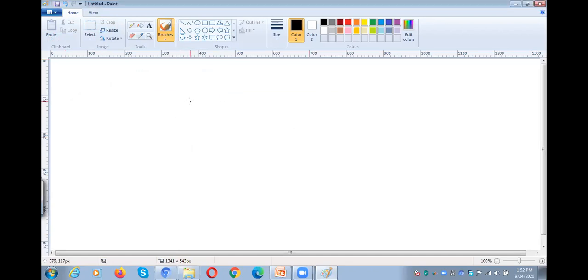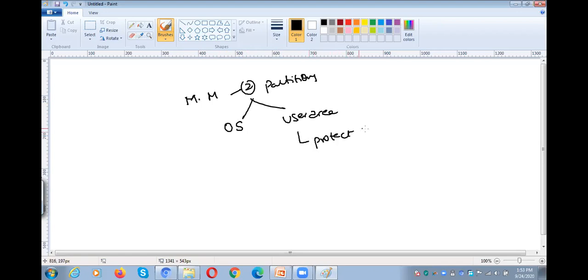Okay. So main memory is divided into two partitions. That is the first point you need to understand. So what are those? One partition for operating system, another partition for user area. And then we need to protect the main memory, right? How can we protect the main memory?